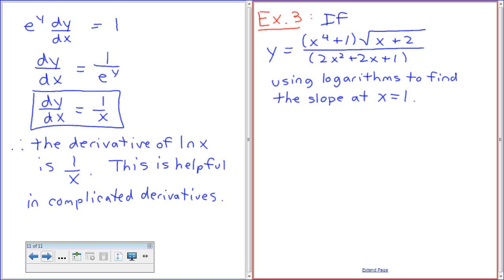All right, are you ready? Almost? Okay, I will go through step one, and then you guys can tell me how to simplify. Step one is just going to be ln of everything. So I'm going to say ln y.